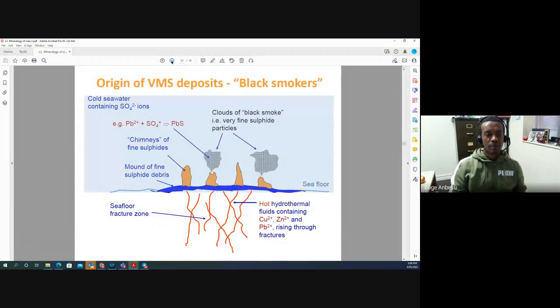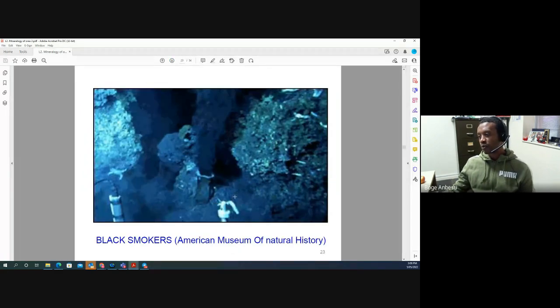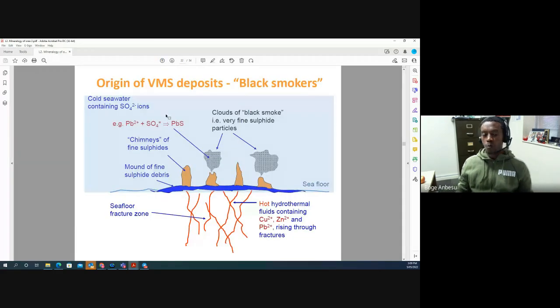For example, for VMS, again, if you're familiar with the topic, you know that VMS deposits are derived from black smokers. And what are black smokers? I think I have a picture showing you. So black smokers actually are processes that happen under the sea, and they actually happen to this date. It's not something that happened millions of years ago. It happened millions of years ago, but it's still happening today. And this is a process happening under the sea. So what is that process?